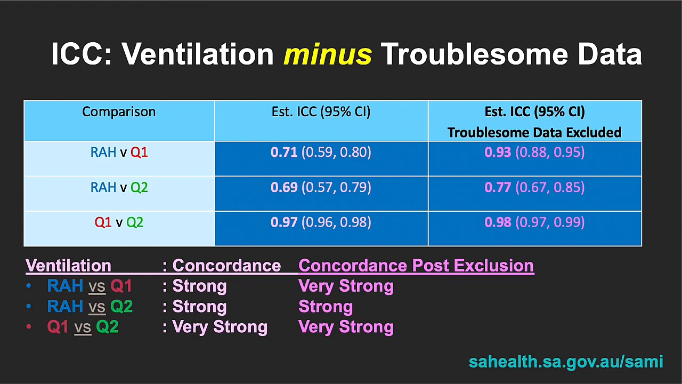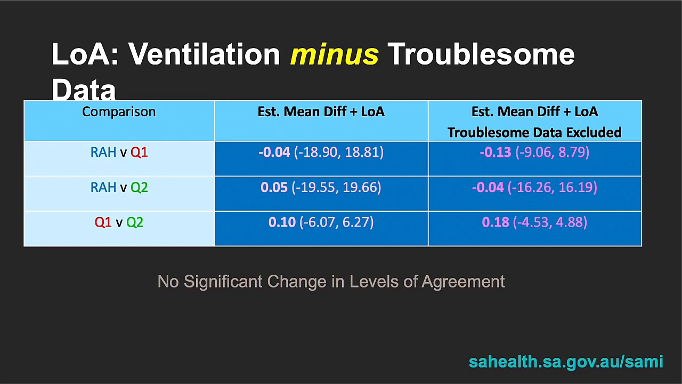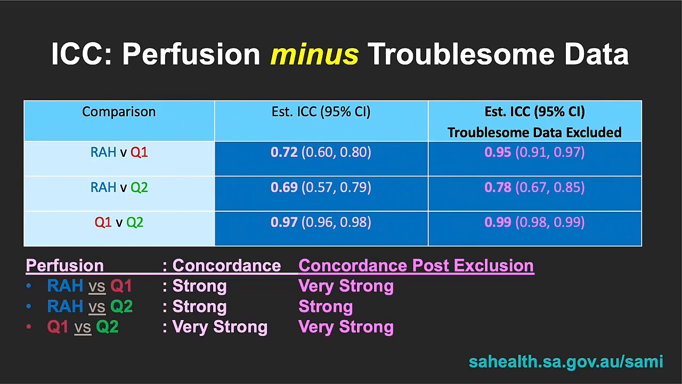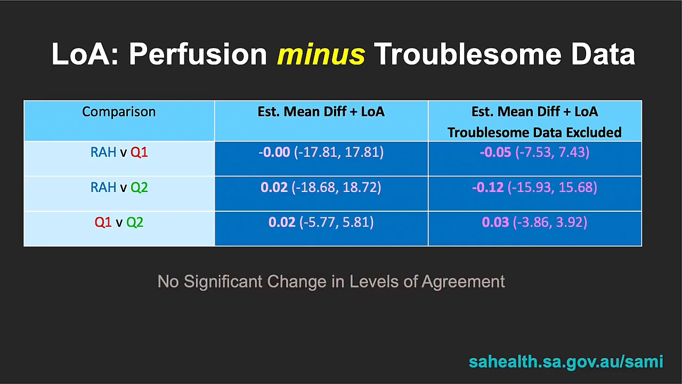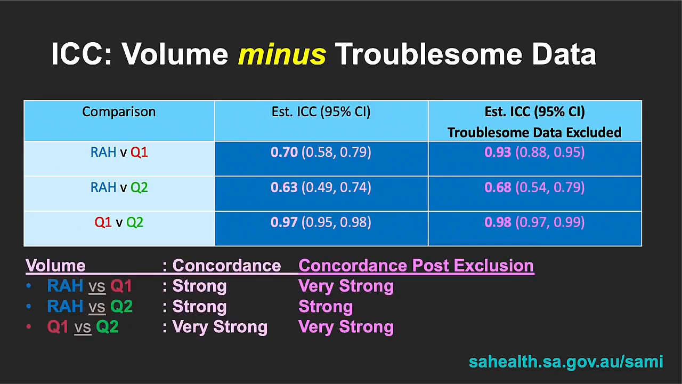When the troublesome data points were excluded, the ICC got better. For ventilation, RAH versus Q1 went from strong to very strong. No change in the other 2 ICCs. There was no significant change in the limits of agreement after exclusion. For perfusion, ICC for RAH versus Q1 improved from strong to very strong. No change in the other 2 ICCs. No significant change in limits of agreement.